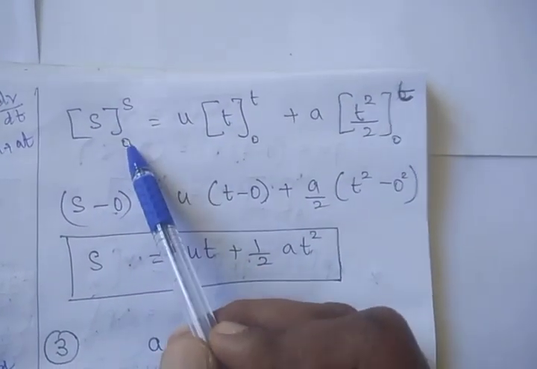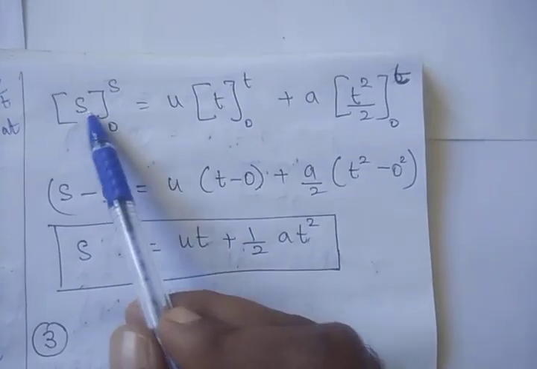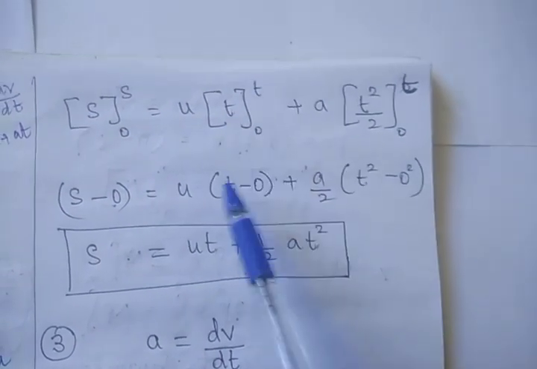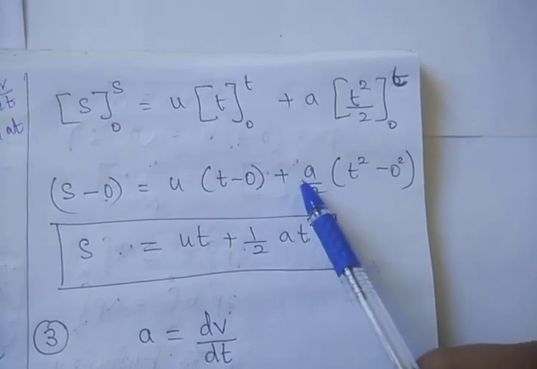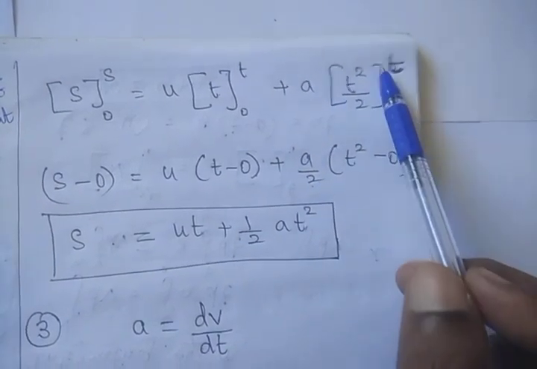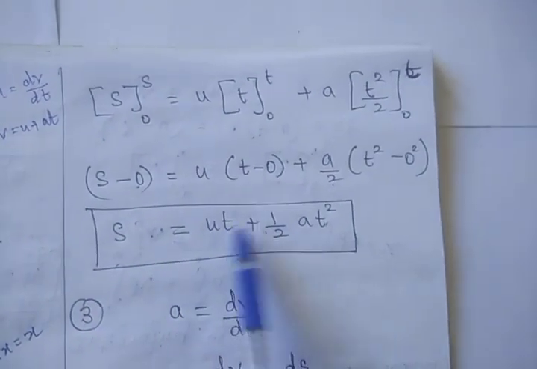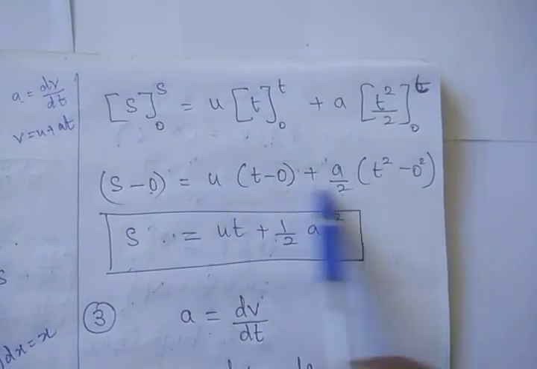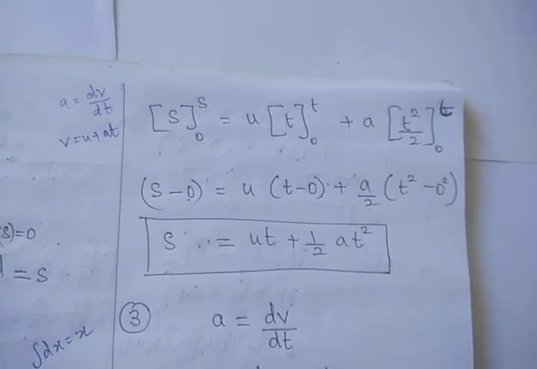So now the upper limit minus the lower limit. For the s value, substitute the upper limit s minus the lower limit 0, which is equal to u into the upper limit value t minus the lower limit value 0, plus a divided by 2. I will bring this 2 outside: a by 2 into upper limit minus lower limit. So what is the answer? s is equal to u into t plus 1 by 2 a into t squared. This is the second equation of motion, one of Newton's equations of motion, which explains the kinematics of the body.